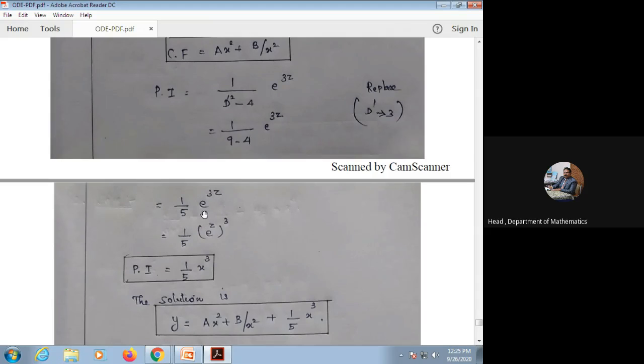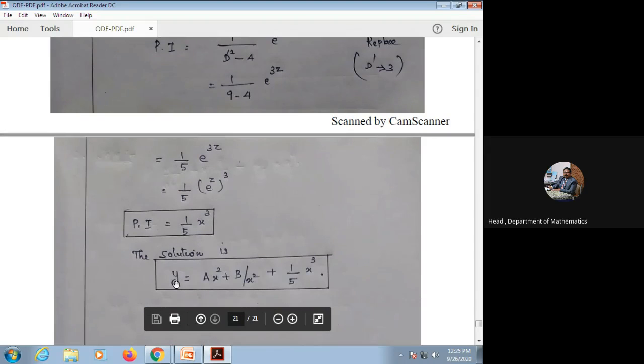So here the result is in the form of z. You have to change it into x form. Therefore, 1 by 5 e power z whole power 3. We write e power 3z as e power z whole power 3. What is the e power z value? We know that is x. So the particular solution is 1 by 5 x power 3. This is the particular solution. Therefore, the final solution is y equals a x square plus b by x square plus 1 by 5 x power 3.